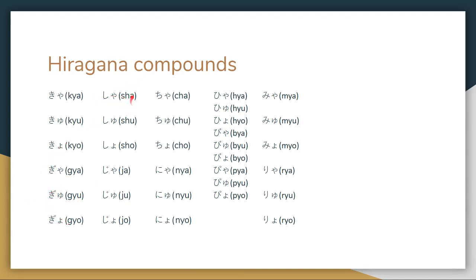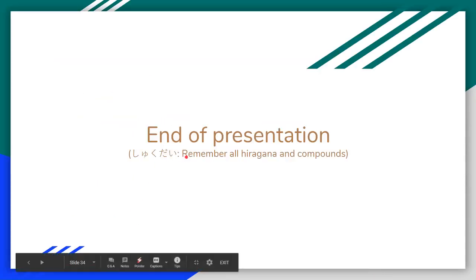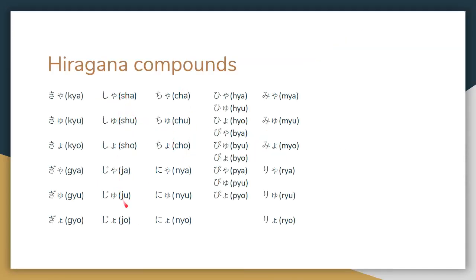Okay, so there's 1, 2, 3, 4, 5, 6, 7, 8, 9 exceptions where you don't say ya. So for sha, you don't say shiya. You just say sha. Shu: shukan, shufu, shukudai. Right? Like I say every day, shukudai. Every time you watch this presentation, shukudai. Sho: jisho, or toshokan, library.